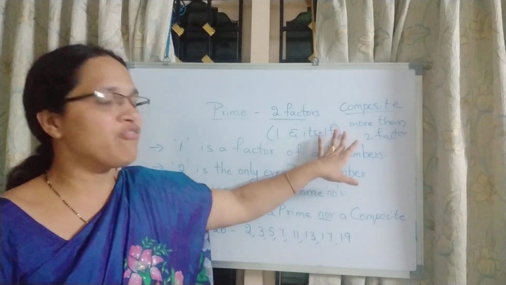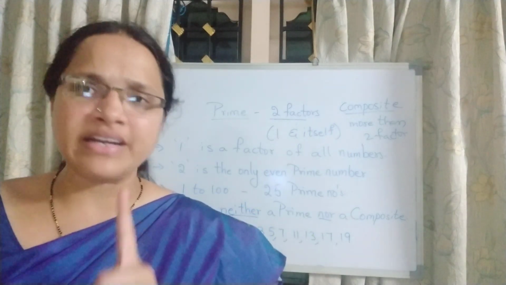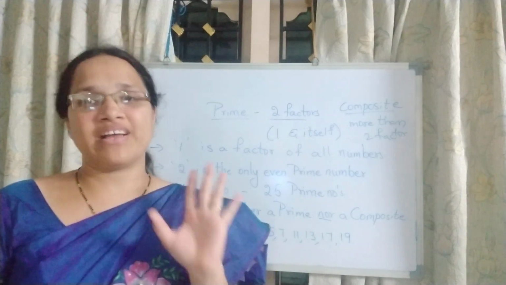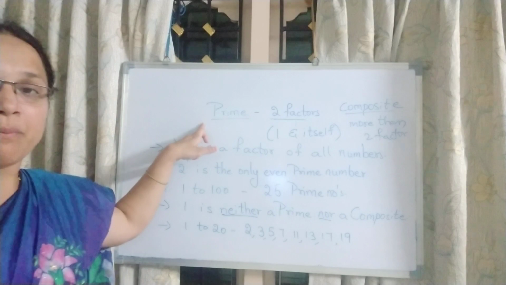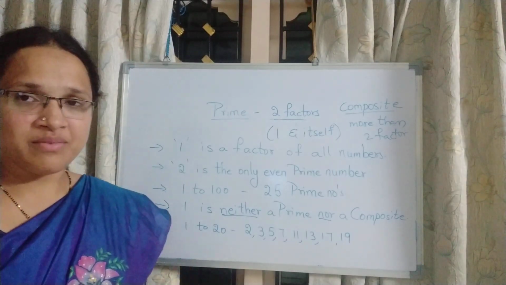That is the reason why I have chosen this topic of prime numbers and composite numbers. Composite numbers don't have much. The only point hidden inside is that they should have more than 2 factors, but prime numbers have so many points hidden in. Yes or no? Did you understand?